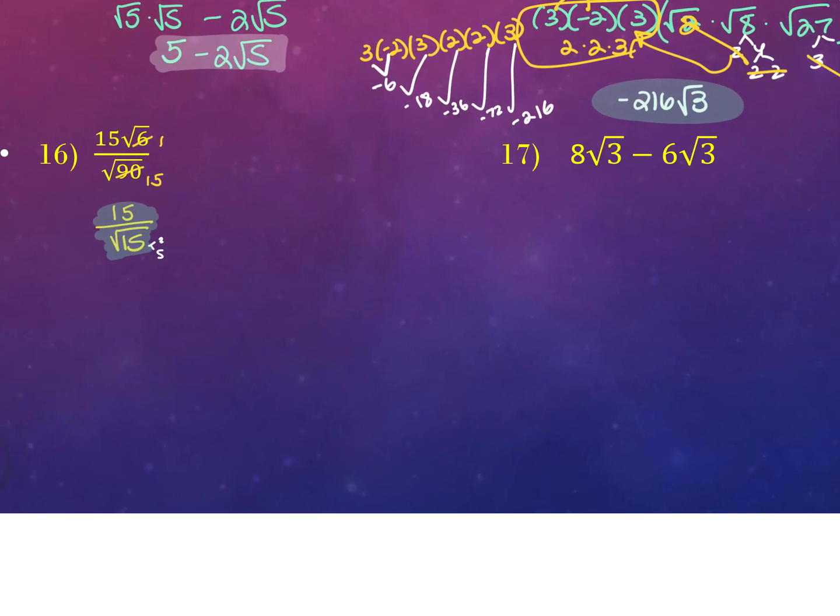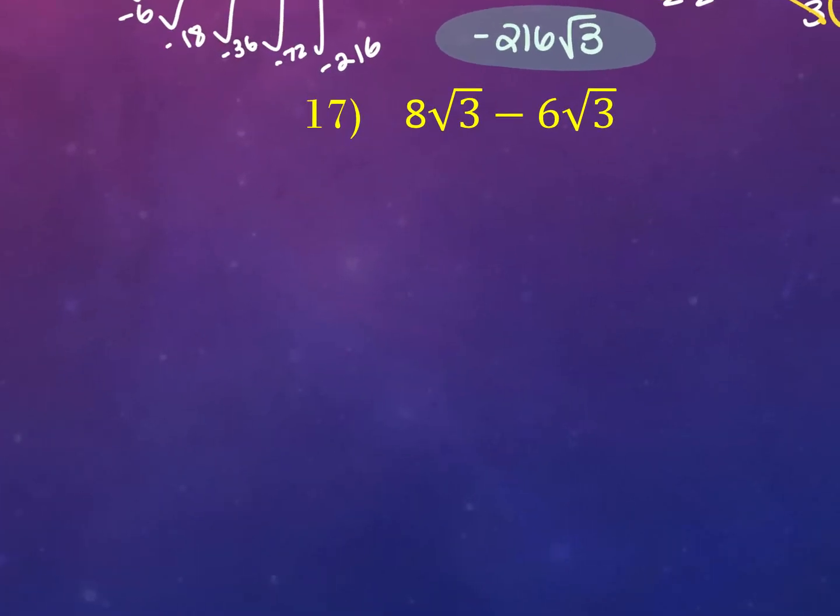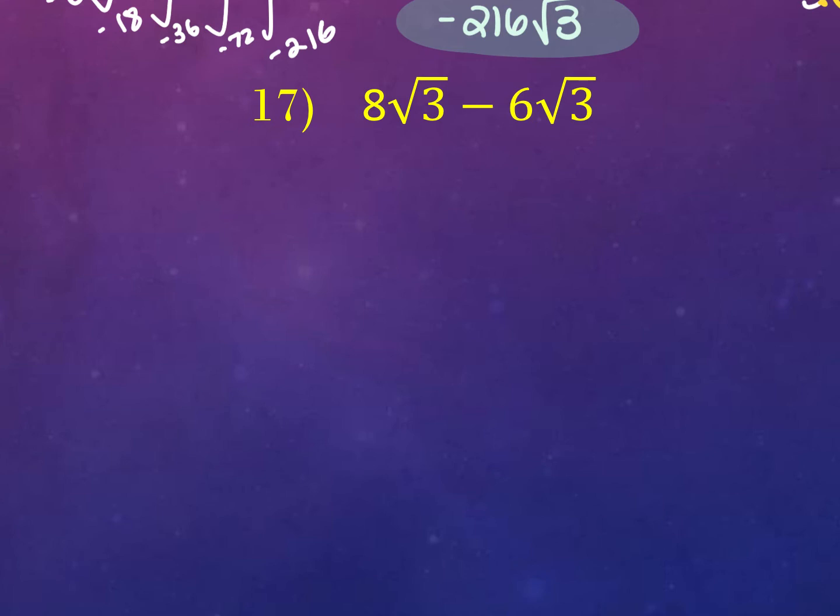Last up, 8 square root 3 minus 6 square root 3. So now these are actually like terms. You're subtracting. Both the root is exactly the same. So in order to add or subtract them, they have to both be the same index and the same number underneath. These are both square roots and they're both square roots 3. So I can actually combine these together. I would do 8 minus 6, which is 2. And then I leave the square root of 3 as it is.